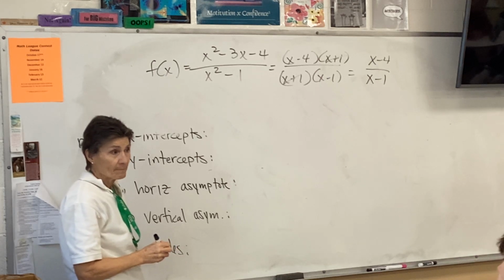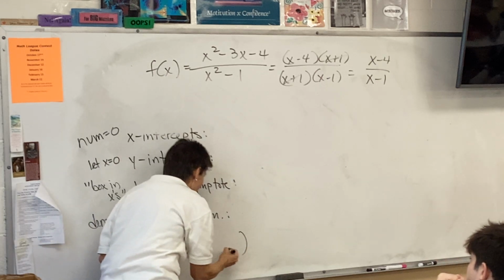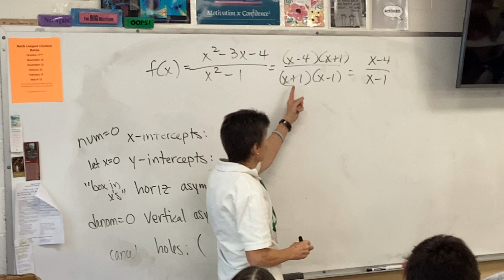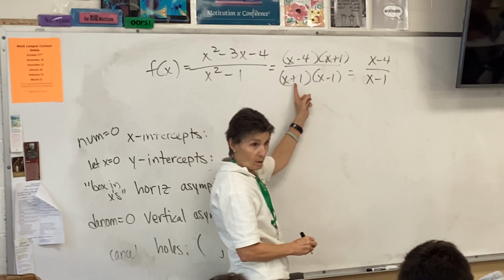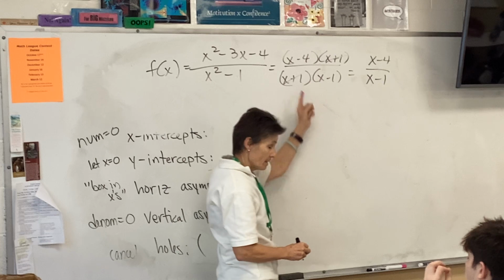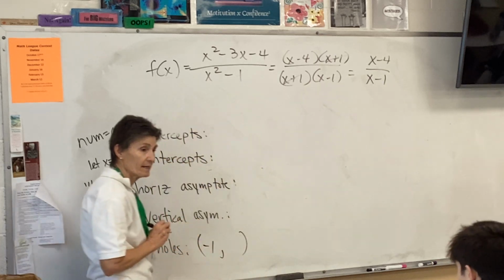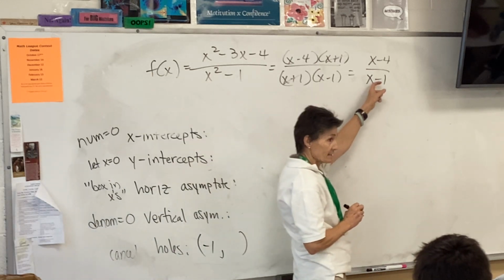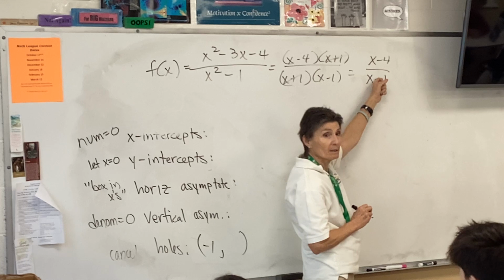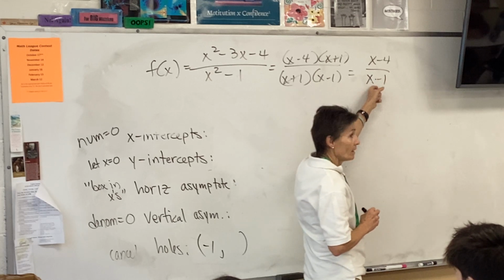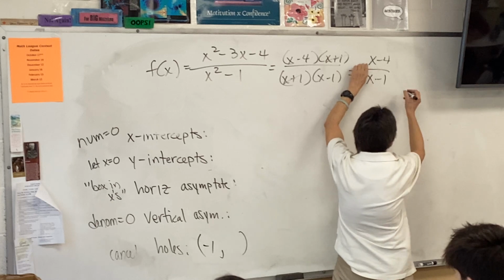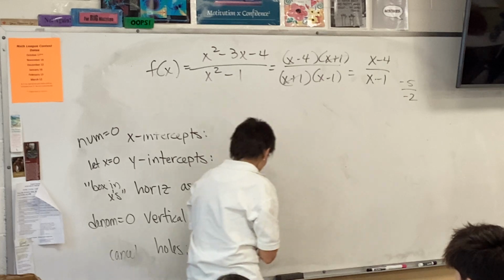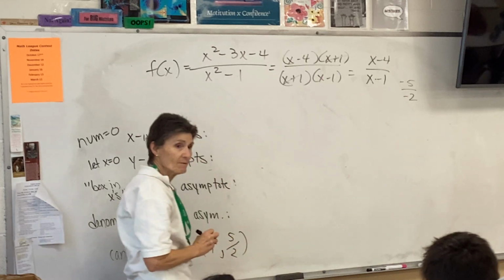Does everybody agree with that? So that means we're going to have a hole this time. What x value canceled out? Negative one. So we're going to let x be negative one, and then we'll come back here. It matters now. This is where you have to plug in. So you plug in negative one right here, and what do we get? Negative 5 over negative 2, which is positive 5/2.